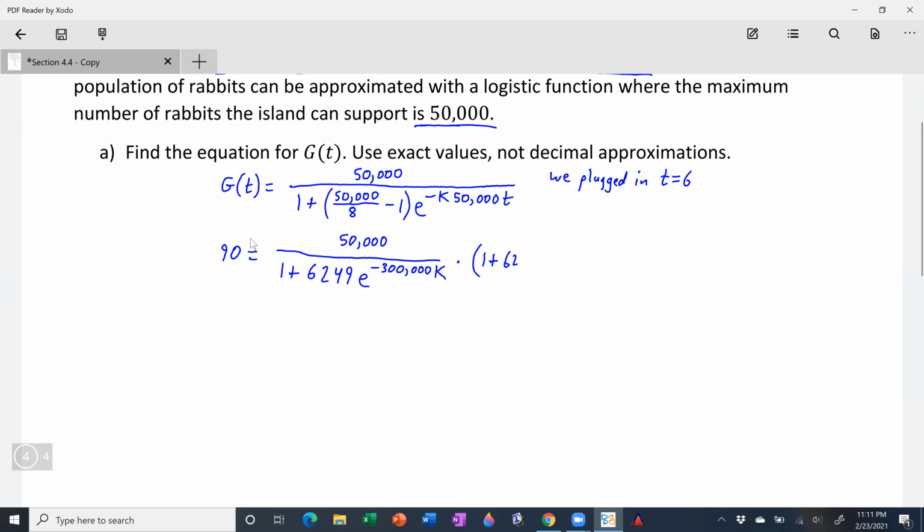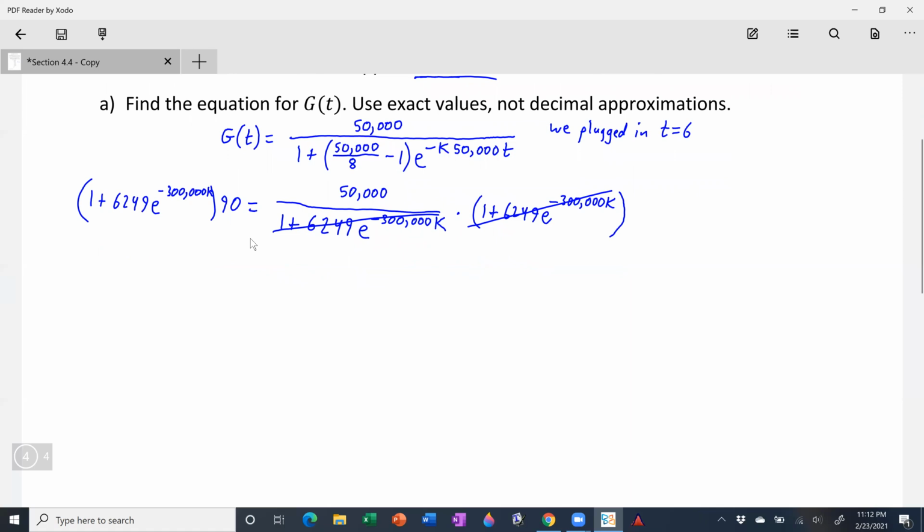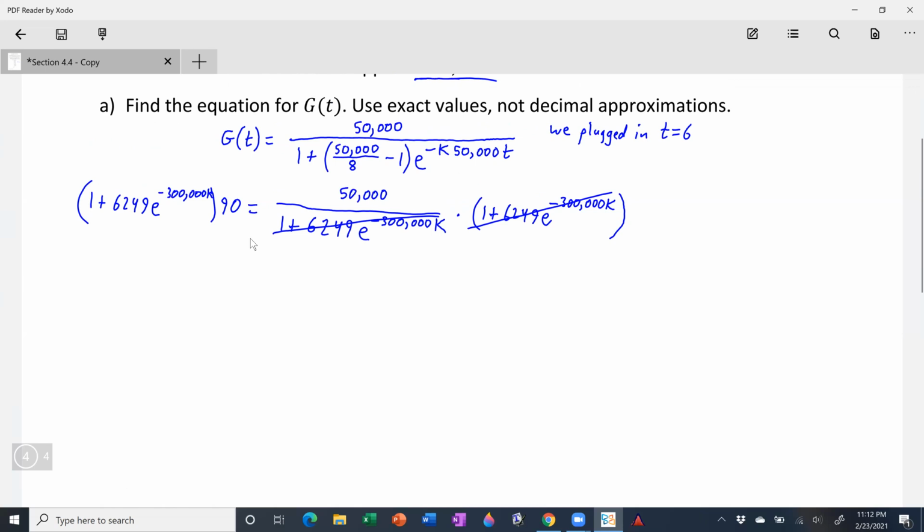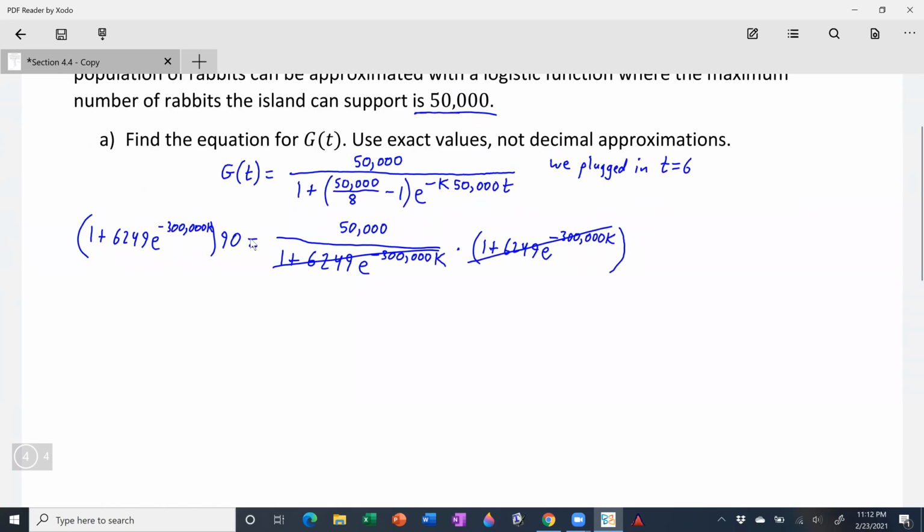So 1 plus 6249 e to the negative 300,000 k. And then on this side, I also want to multiply by that whole thing. 1 plus 6249 e to the negative 300,000 k. Okay, so this denominator will cancel with this thing. And then now I'm going to do my work kind of over here on the left-hand side to make sure that we've got some space. There should be enough space, but it's going to get a little bit crazier looking as we continue.